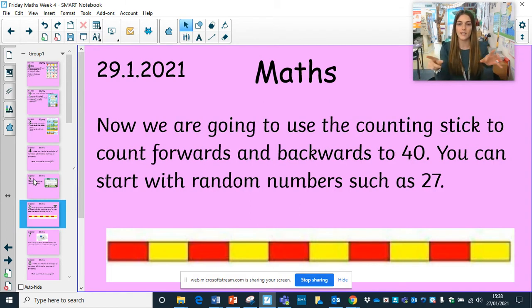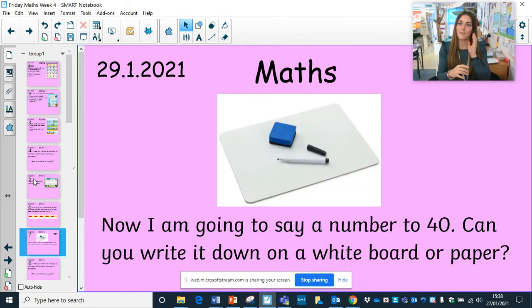So again, you can use this counting stick here to help you count forward and backwards, because these are all the skills that we're building to help you answering those word problems. Okay, I'm going to say a number. Can you write it down? Are you ready? Can you write down the number 18? Okay, should look like that. Can you write down the number 29? Should look like that. Remember, reflect if you need to on that number and write it again to help you and support you with it next time.